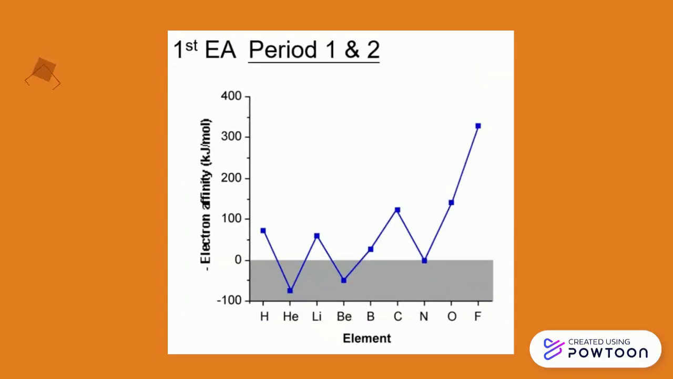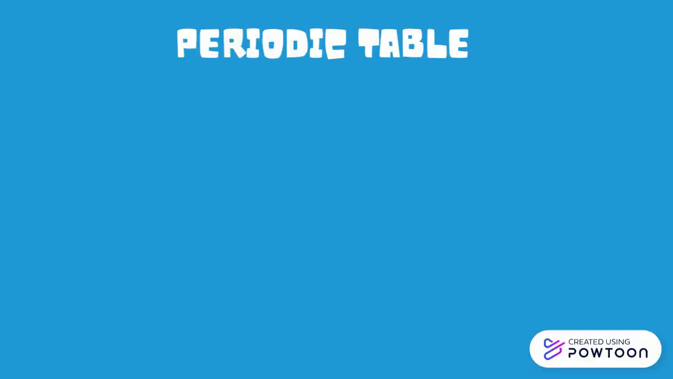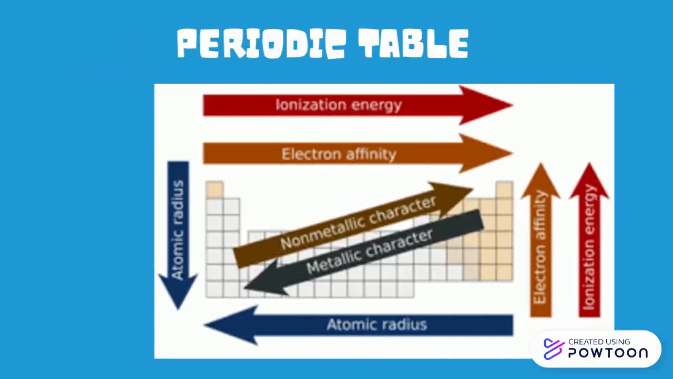This is an example of a graph about the first electron affinity. The graph shows electron affinity against the elements in period 1 and period 2. The electron affinity decreases down the groups and from right to left across the period, because the electrons are placed in a higher energy level far from the nucleus, thus a decrease in its value.